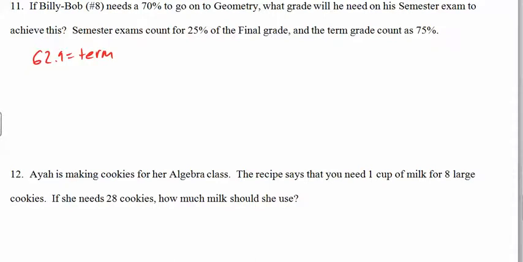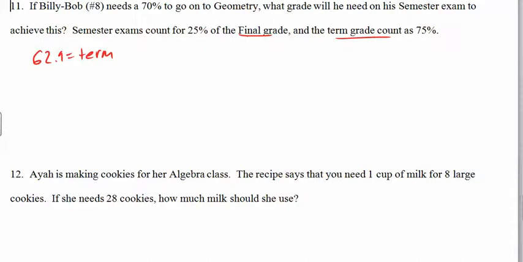Okay, he needs a 70% to go on to geometry. So the question is, what grade will he need on his semester exam to achieve this? Okay, well, semester exams are 25% and the term grade is 75%. This should point you towards the fact that this is a weighted average, because the final grade and the term grade need to have different weights.